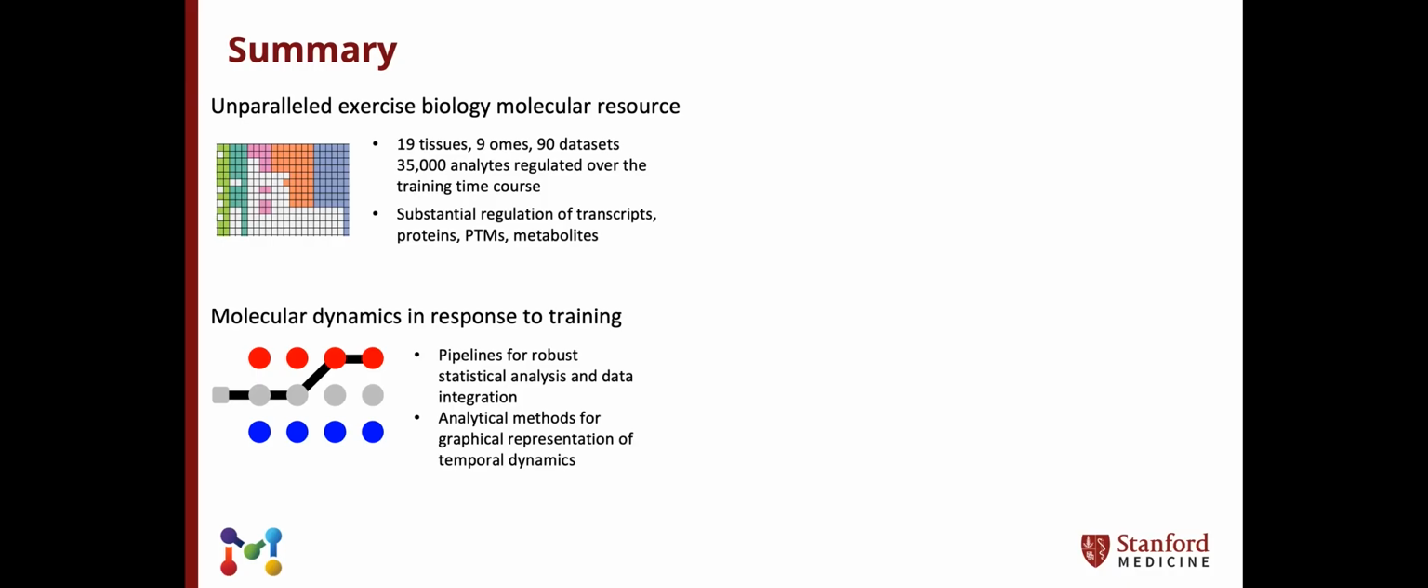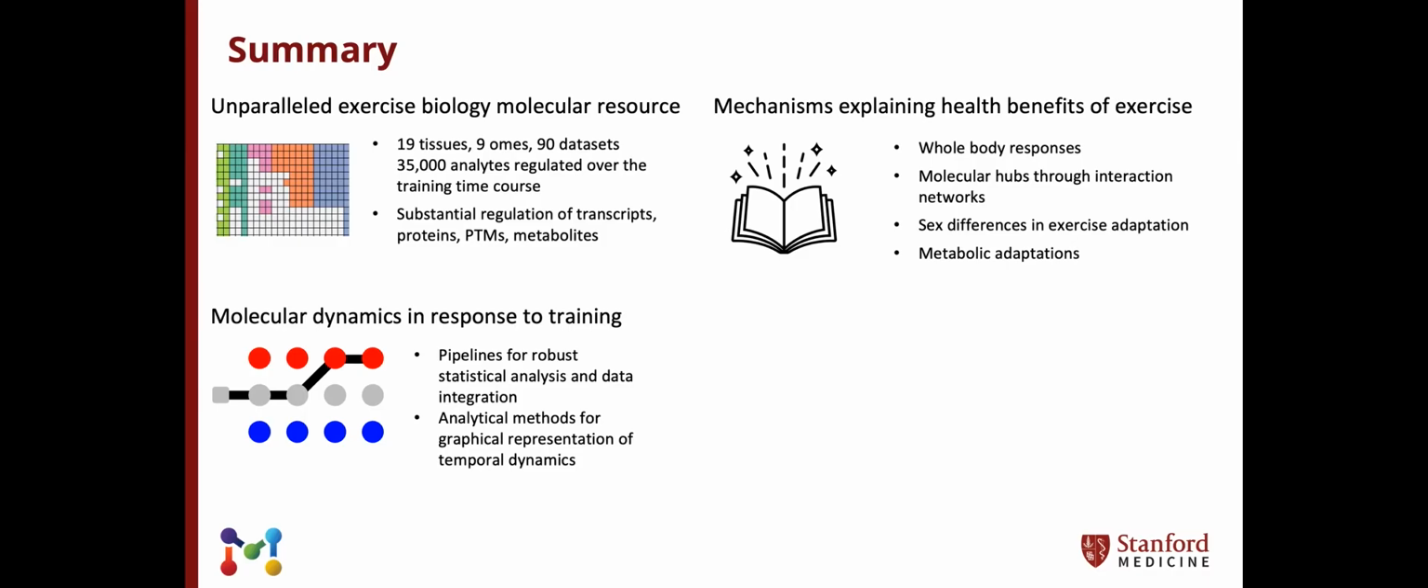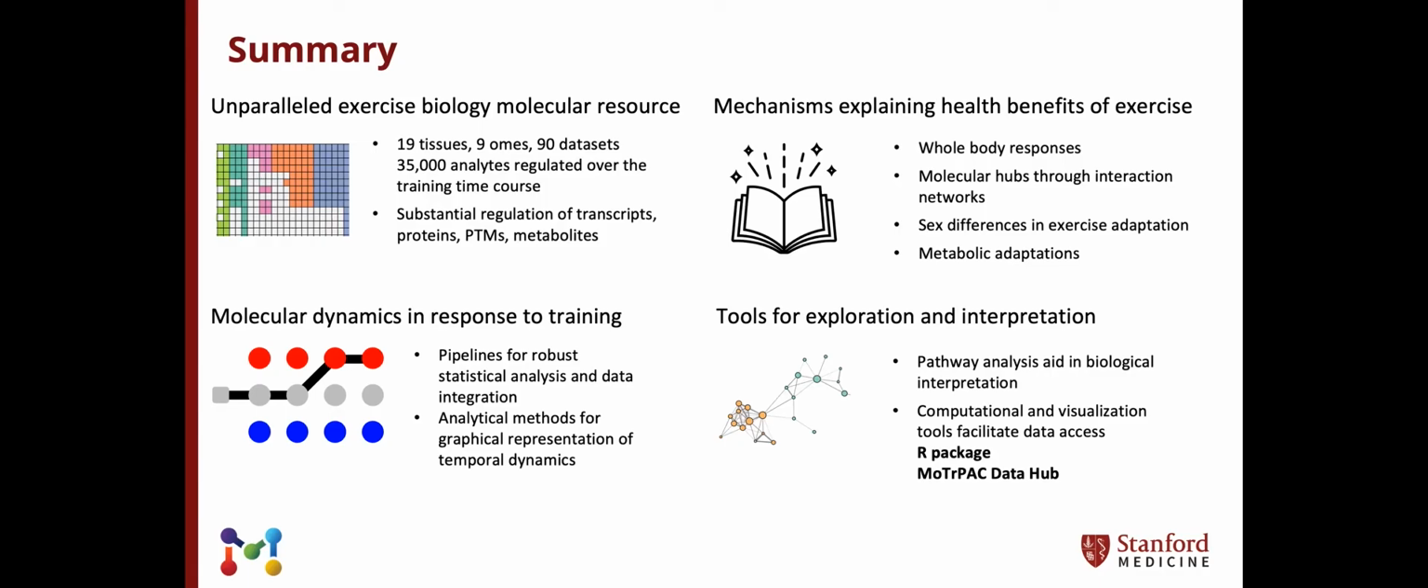I only showed a very small selection of the main biological results, but we do see responses in most organs. We see substantial sex differences, particularly in the white adipose, the adrenal gland, the lung, and the small intestine. We see a lot of metabolic adaptations across multiple tissues. So mitochondrial pathways were affected in many different tissues. And importantly, we also provide a lot of associated tools to explore and interact with this data.